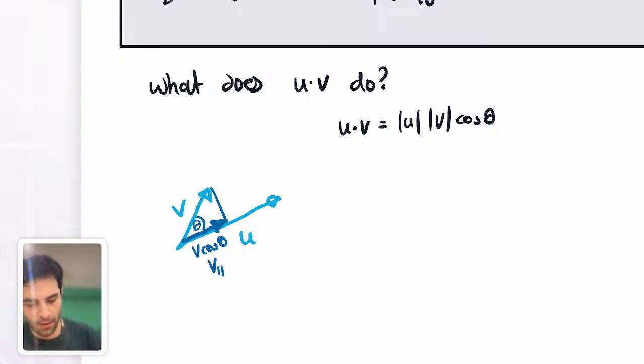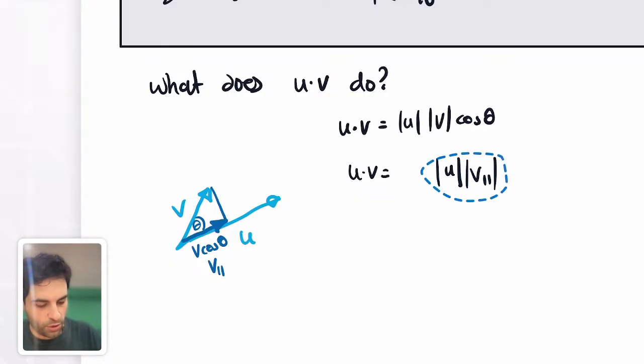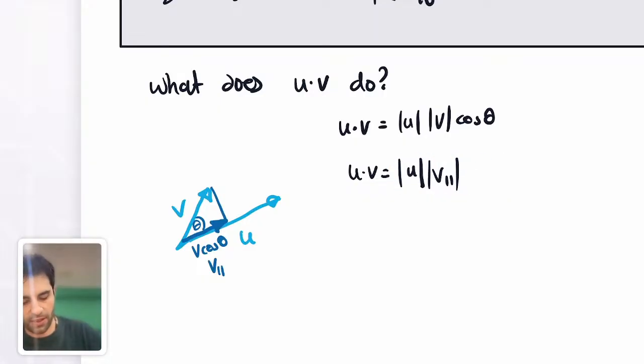So u dot v is just thought of as the length of v parallel times the length of u. That's it, right? Sorry, I call it v parallel times the length of u. Cool? Or u times v parallel, maybe that's clearer, okay? So what you're basically doing is looking at the shadows.